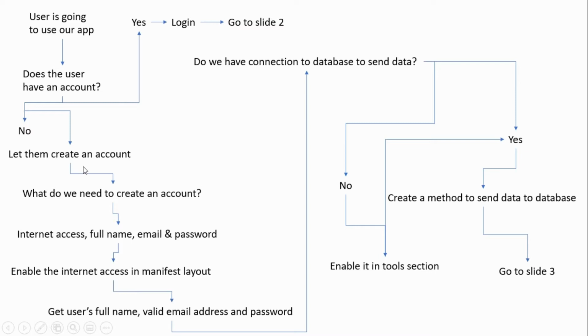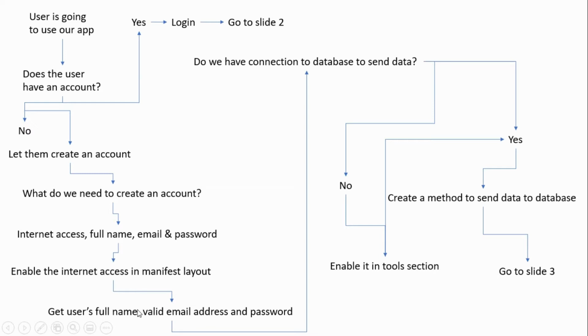To create an account, what do we need? We need internet access because we have to communicate with our database. We need the user's full name, the email, and the password. And how are we going to enable our internet access? We set it up in the manifest, which I'm going to show you in this video. The next step is to get a user full name and a valid email address.